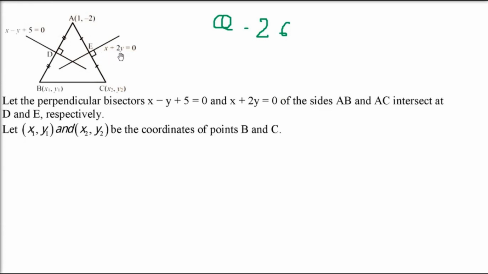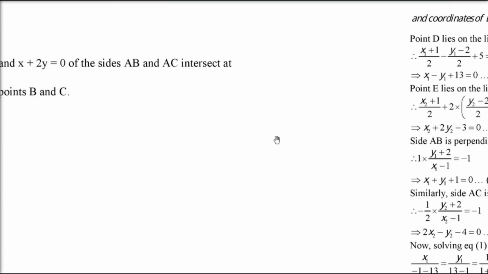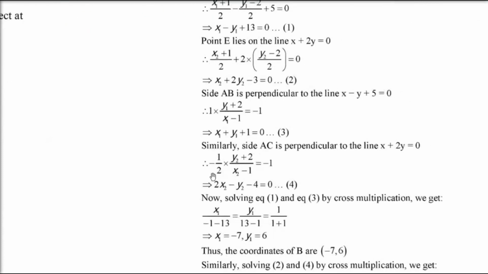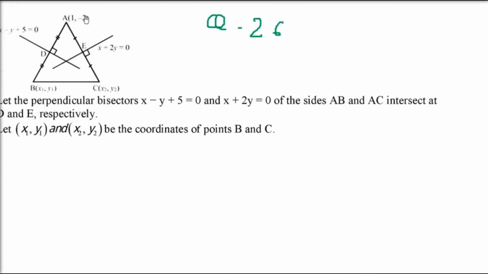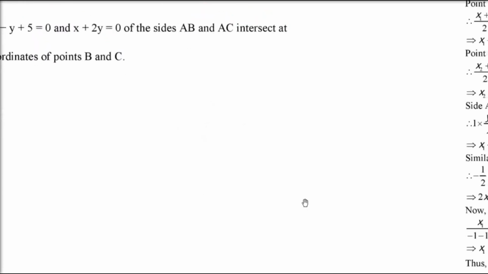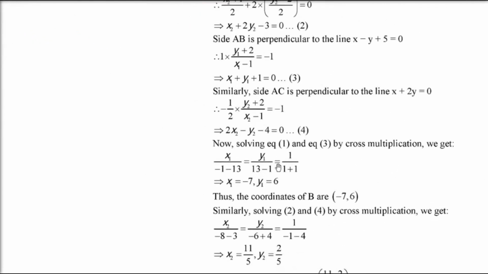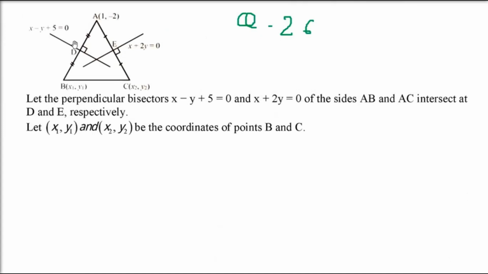So what is the slope of x + 2y = 0? 2y = -x, so y = -1/2 x, and the slope is -1/2. The slope of AC, taking A and C, is (y2 - (-2))/(x2 - 1) = (y2 + 2)/(x2 - 1). So (y2 + 2)/(x2 - 1) multiplied by -1/2 equals -1. This is one equation.